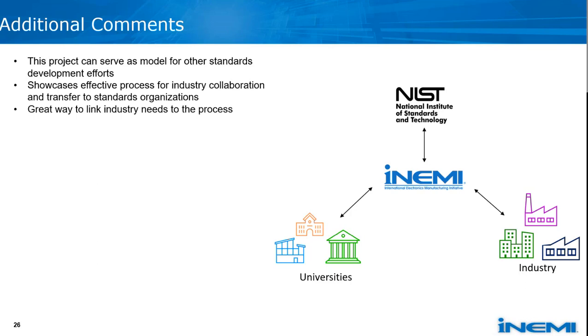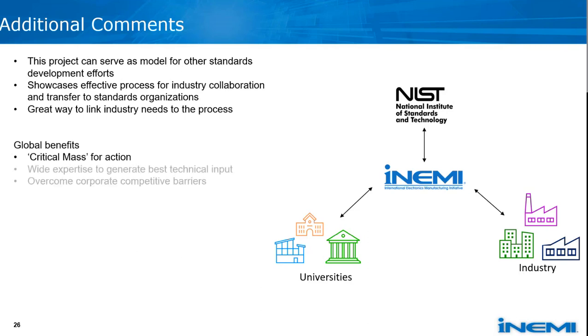So we think this is really a great way to link industry into the process like this. There's also a couple of interesting side benefits for the individual users. From an industry standpoint, it would be very difficult, say, for me coming from Intel, to go directly to NIST and say, hey, I want you to develop a standard for me, because NIST is going to say, well, that's one industry. I need to work on projects that affect everybody. And so having a bunch of industry partners going through a consortium like this really gives you critical mass for developing and making the request for this type of a development action.